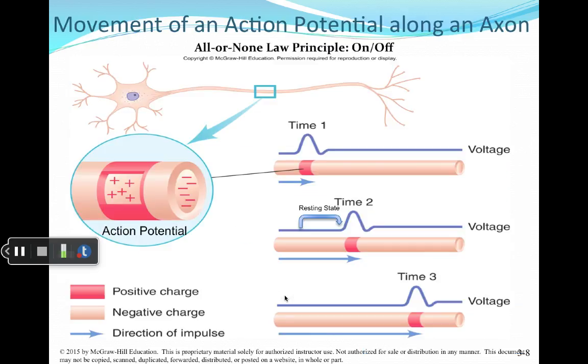So this diagram gives a cartoon of what the action potential looks like along an axon. If you look at time 1, time 2, and time 3, you can see that for each one there is an increase in voltage. So the natural charge of the axon is negative, but there's an influx of positive charge which causes the action potential.